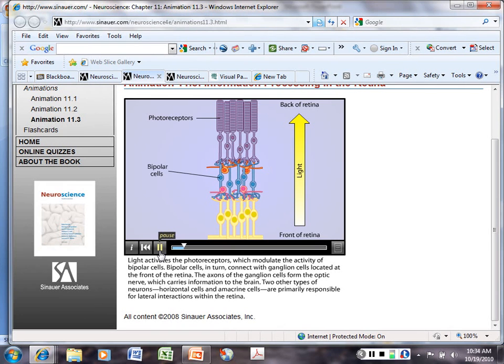Bipolar cells, in turn, connect with ganglion cells located at the front of the retina. The axons of the ganglion cells form the optic nerve, which carries information to the brain. Two other types of neurons, horizontal cells and amacrine cells, are primarily responsible for lateral interactions within the retina.